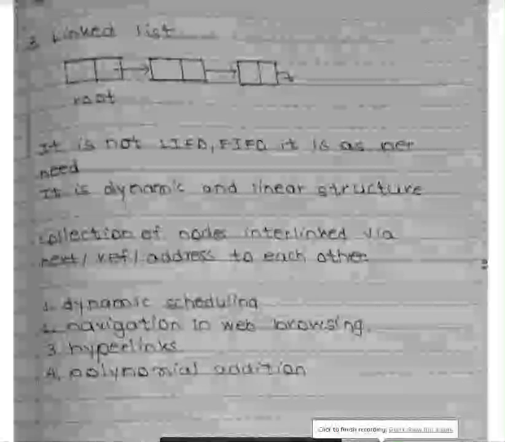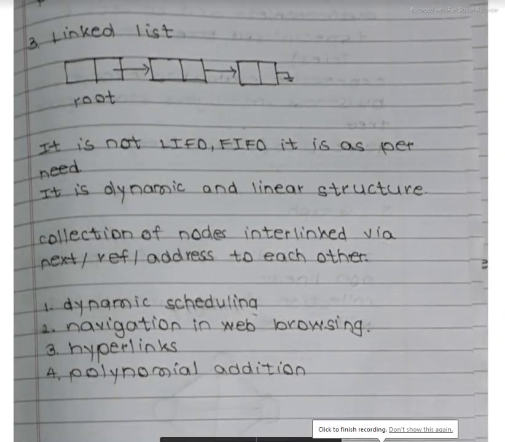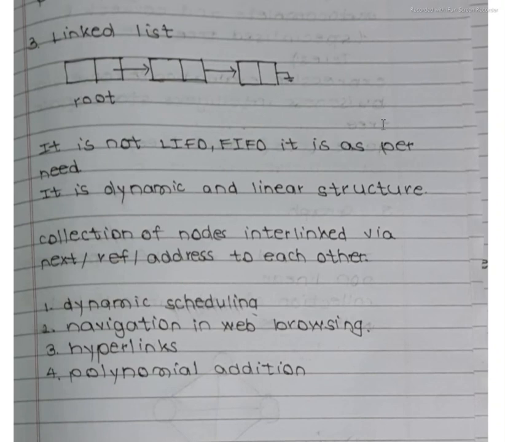Linked list is another type of data structure. So it is not LIFO, that is last in first out. It is as per need. So it is not even LIFO, not FIFO. It is as per need. It is dynamic and linear structure.